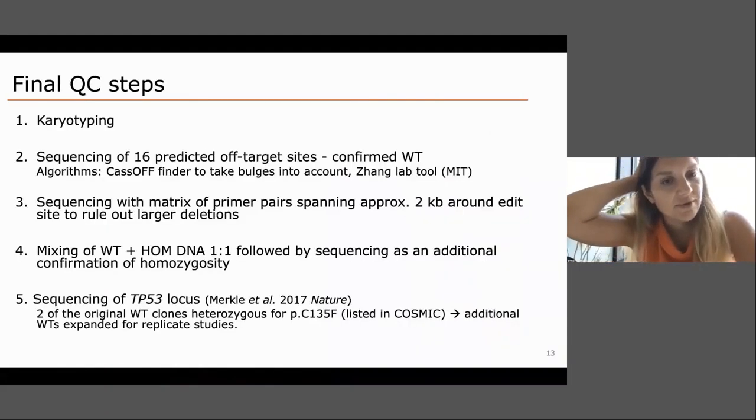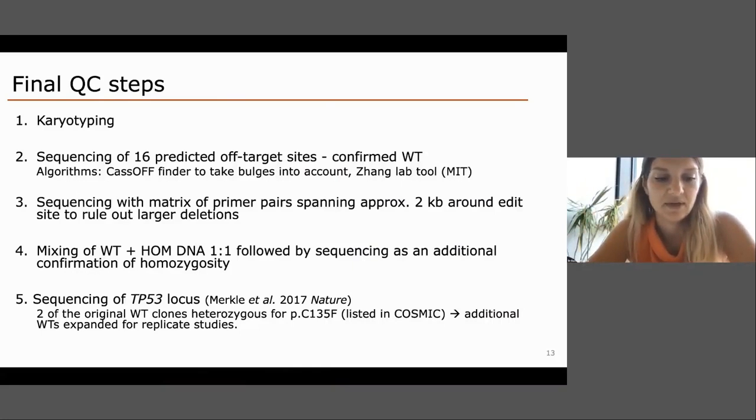Finally, when it comes to QC steps, one thing is getting your clones confirmed that they're a correct genotype. But after that stage, there are lots of other QC steps that, in my opinion, should be done to be absolutely sure that you're working with the right cells. So obviously, karyotyping, and checking for off-target effects. I would also strongly recommend checking your locus with a matrix of primers that span 2 kilobases or even more around your edit site to rule out larger deletions, which have been reported with CRISPR-Cas9. Those can give you the false impression of getting biallelic knock-ins, but in fact you could have homozygous mutants instead.